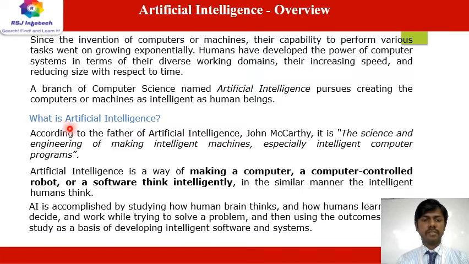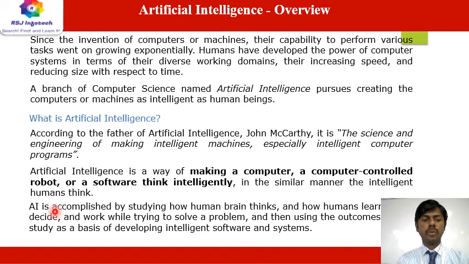So let me see what artificial intelligence is. The father of artificial intelligence was John McCarthy. He stated it as the science and engineering of making intelligent machines, especially intelligent computer programs. The intelligent computer program we create will mimic humans. Artificial intelligence is a way of making a computer, a computer-controlled robot, or software think intelligently. In a similar manner to how humans think, we write a program so the machine acts and mimics like us.